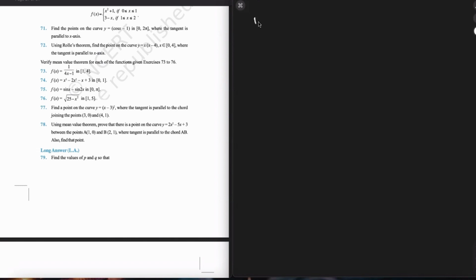Find the point on the curve y equal to (x minus 3) square where the tangent is parallel to the chord joining the points (3, 0) and (4, 1). So this is the same thing like I told you before in Rolle's theorem also. This is the geometrical interpretation of what I made you imagine by making the graphs. So let's just solve this question like we have been doing till now.